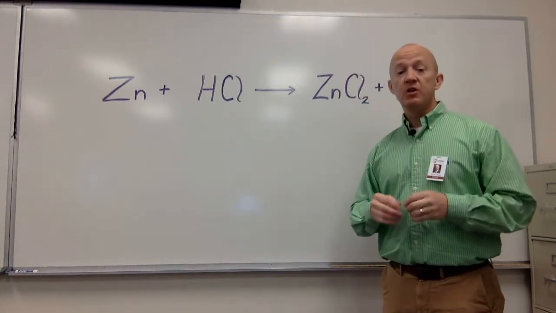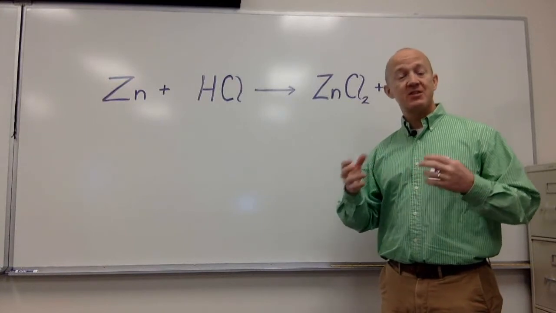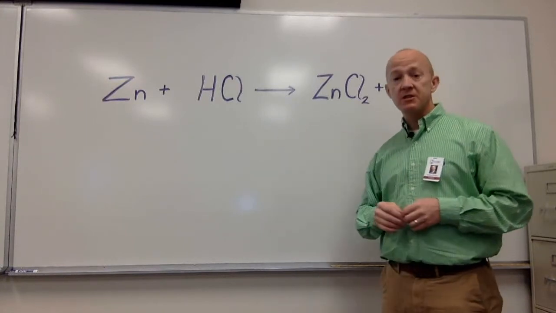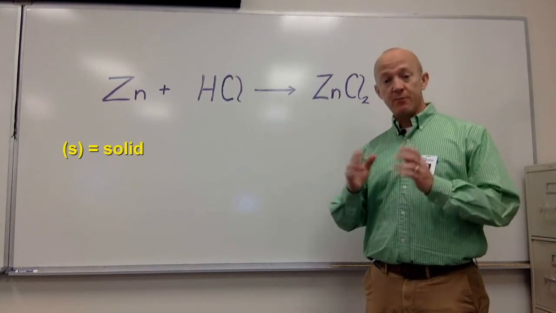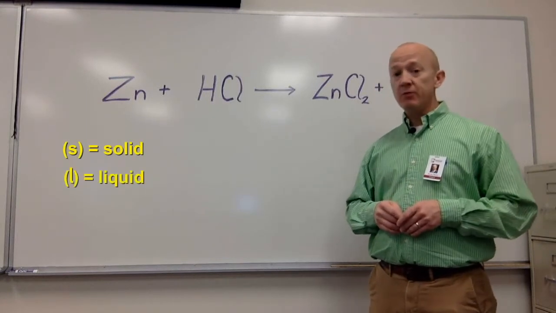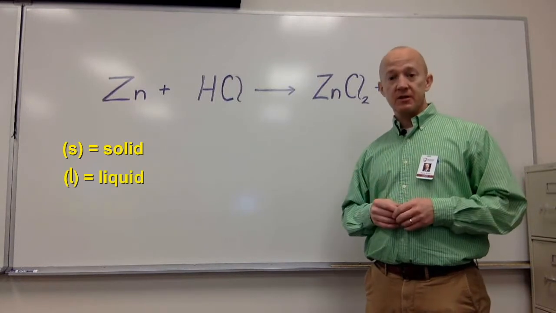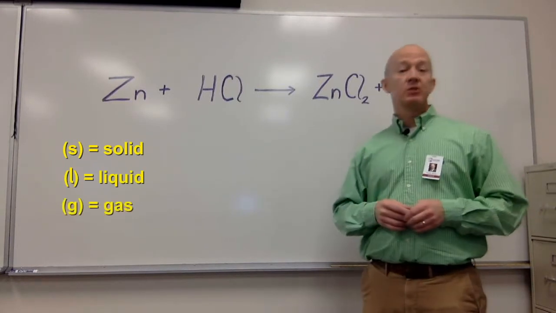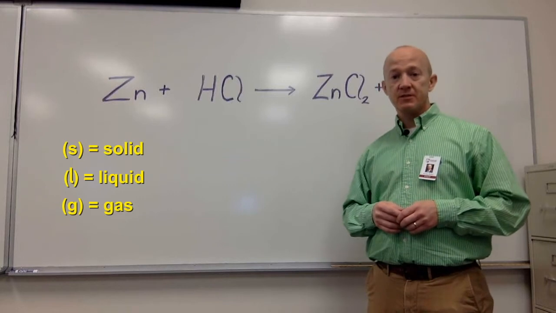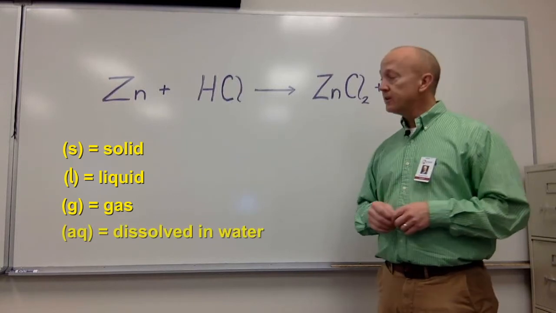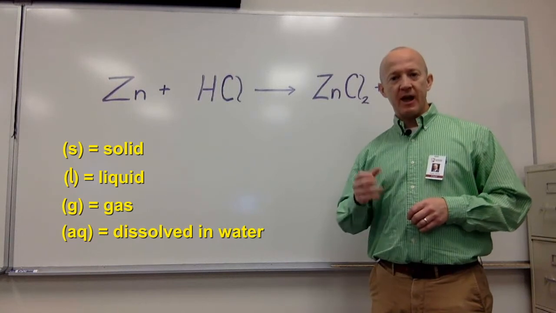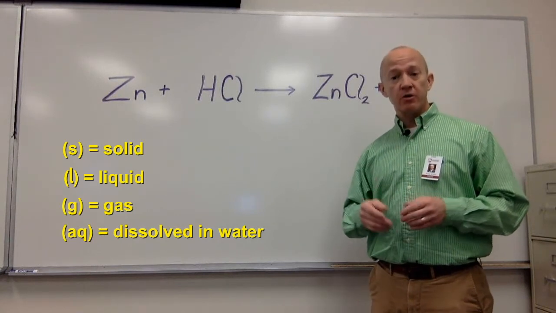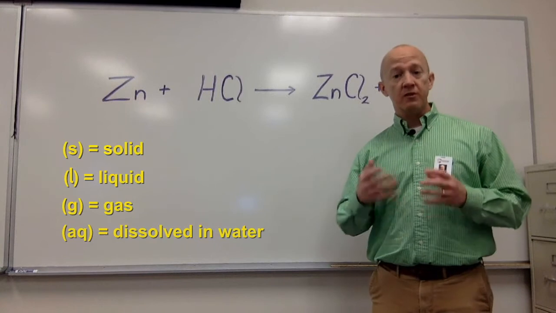In addition, we can use symbols to show the states of matter of each of the substances in our reaction. If we have a solid, we use a lowercase s in parentheses. If we have a liquid, we use a lowercase l in parentheses. If we have a gas, we use a lowercase g in parentheses. And one more symbol we'll use, aq in parentheses. That means we have an aqueous solution. In other words, that substance is dissolved in water.